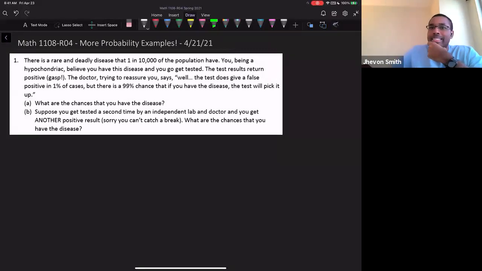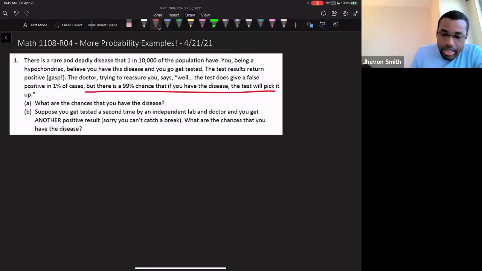And you leave the doctor's office, you go home, you try to look over your will, you try to get your affairs in order, tell everyone you love them, all that stuff, because you're like, oh, there's a 99% chance I have the disease, right? Because it says so right there. It's a 99% chance that if you have the disease, the test will pick it up. So you think you have a 99% chance of having this thing. It could only be wrong 1% of the time, and so you think you're pretty much as good as dead. Now, the question is, what are the chances you actually have the disease?